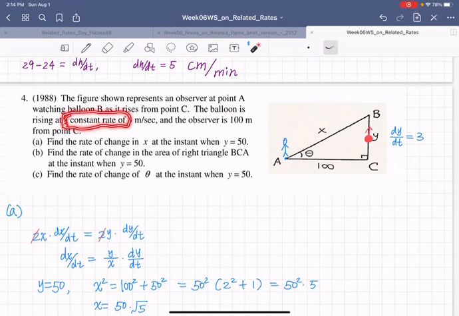It is a speed, right? Yeah. It is a speed. It has a speed, meters per second. That means your dy over dt equals 3.